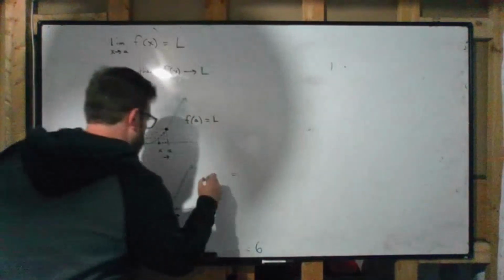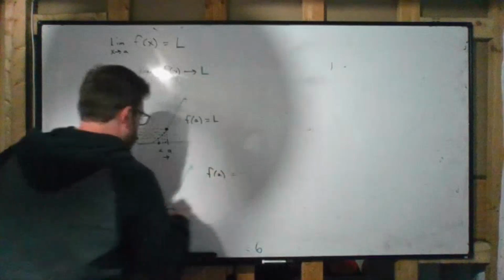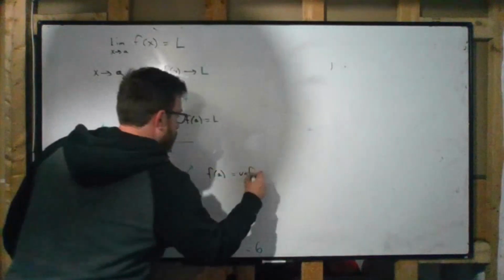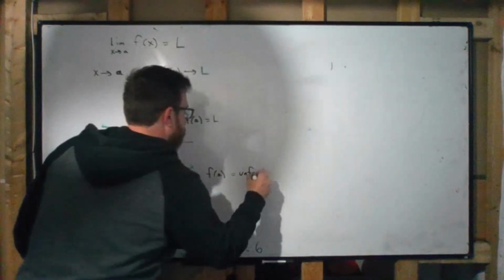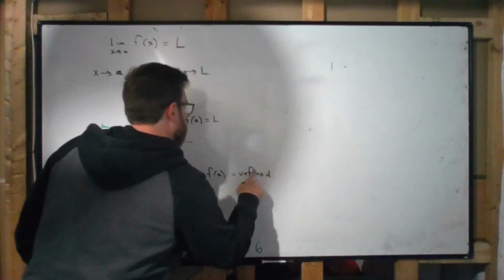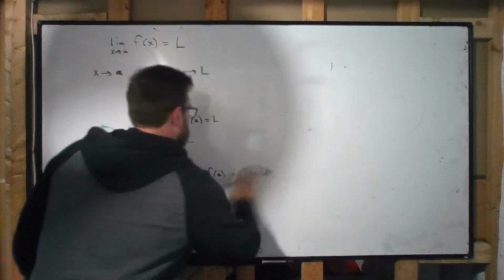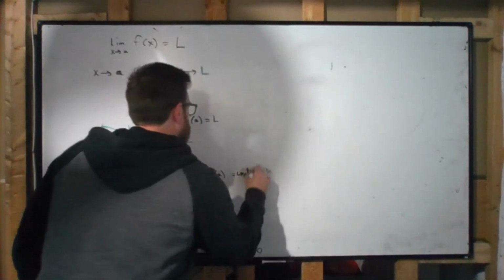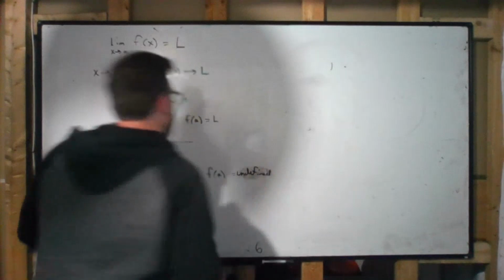But when I have this, if I say what is f of a, well, if it's got a hole here, it's undefined. Undefined, if I can spell it. Not even close. Let's try that again. Undefined. Beautiful. Okay.